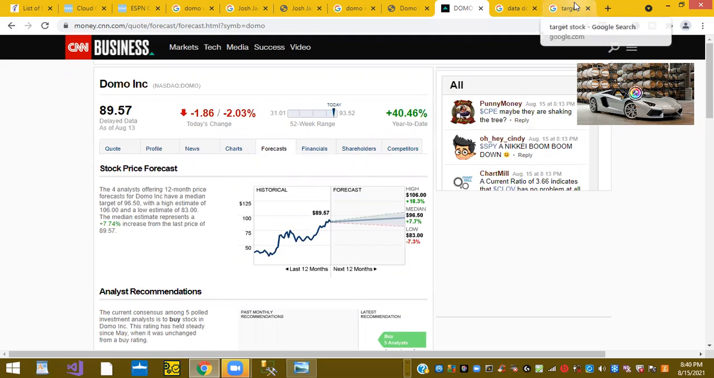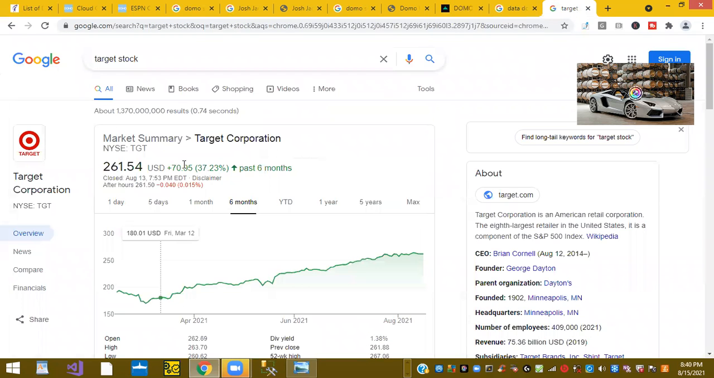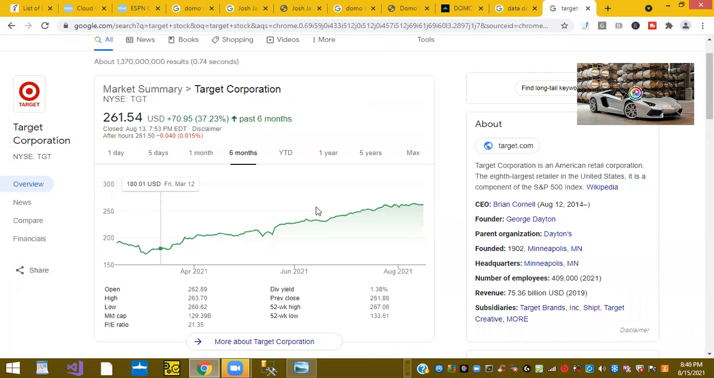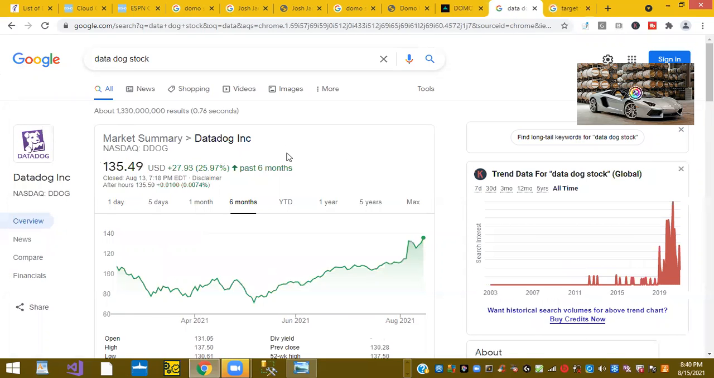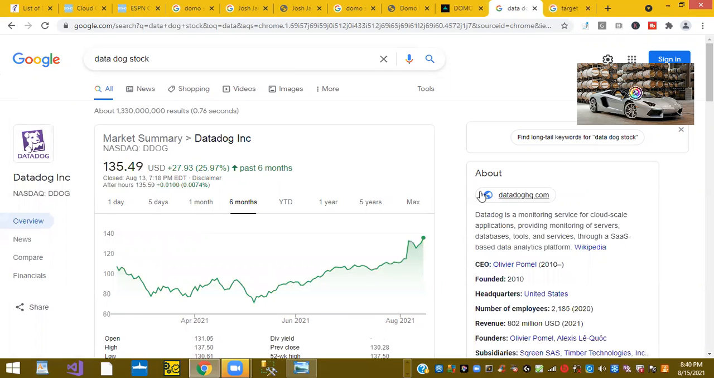So that's basically what I wanted to talk about, their major partnership with Target, and Target's been doing real well, and they're able to keep up with customer demand as far as product on shelf. And then a quick stop that I wanted to add was Datadog. Datadog is a monitoring service for cloud scale applications, providing monitoring service to database tools.